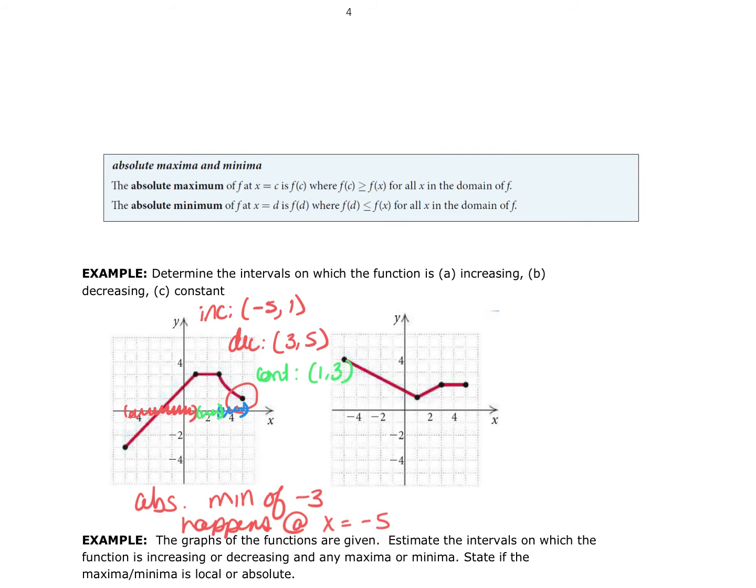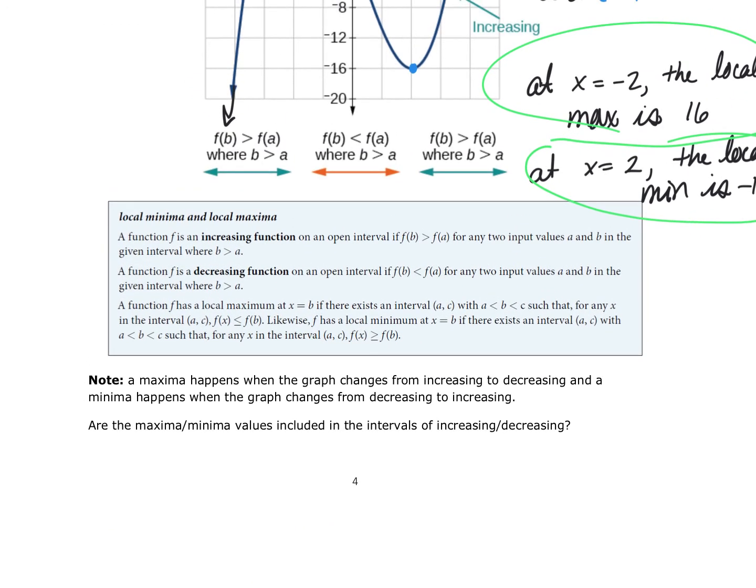Now, why don't I have any other extrema? Well, let's look at how we described the extrema. Right here it says, f has a local maximum at x equals b if there exists an interval from a to c, and it's an open interval. See how we have non-inclusive endpoints. A is non-inclusive, C is non-inclusive. This is not an ordered pair, this is an interval of numbers. If for every a less than b less than c, such that for any x in that interval between a and c, the output f of x is less than the output of f of b. That is how we define a local maxima.